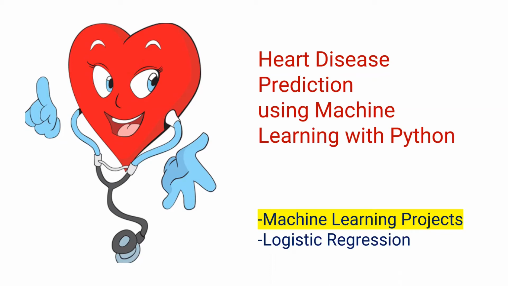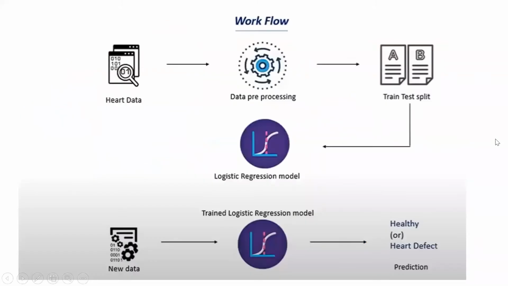Hello guys, in this video, we will build a machine learning system which predicts whether a person has heart disease or not. Let's discuss the workflow of the project. First, we will get the heart data. This dataset contains several heart parameters which correspond to a person's healthiness of the heart. So first, we need this heart dataset.